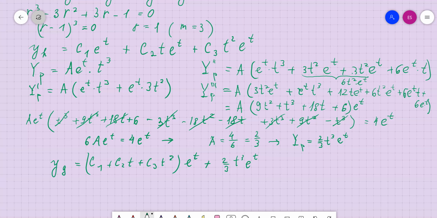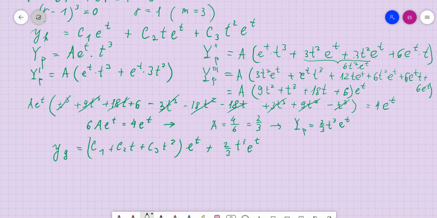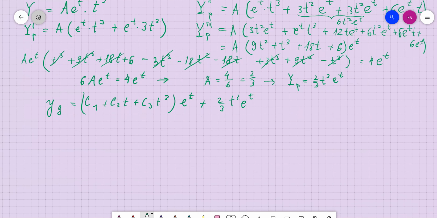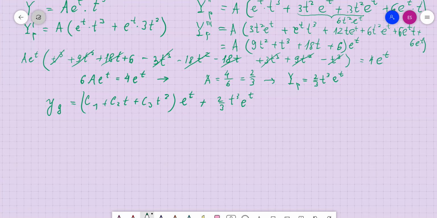Now I'm going to move to example number 2. For example number 2, I'm just going to define a particular solution, but I'm not going to calculate the constant. So I'm not going to calculate, like here I calculated A. For example number 2, I'm just going to say, find the form of the solution, but I'm not going to do the constant.